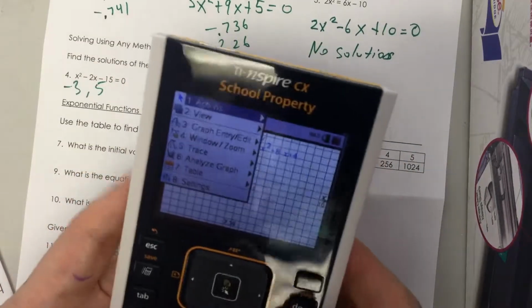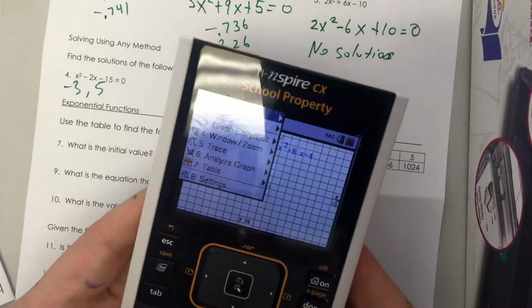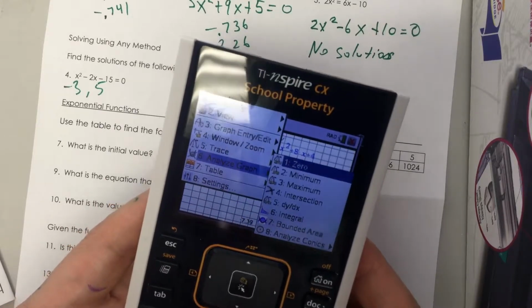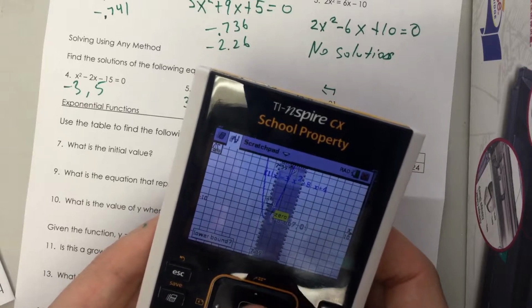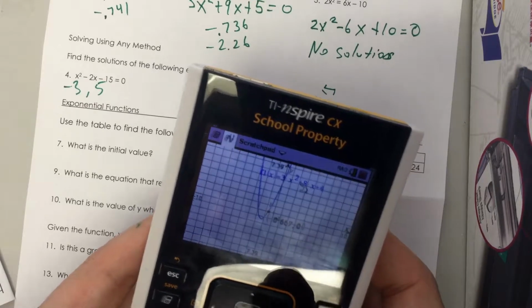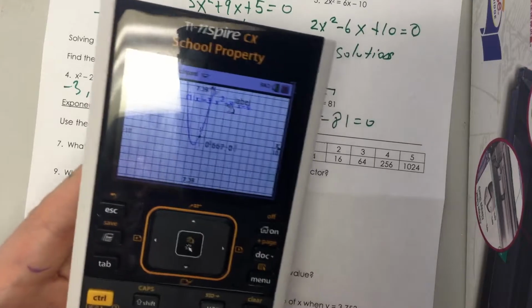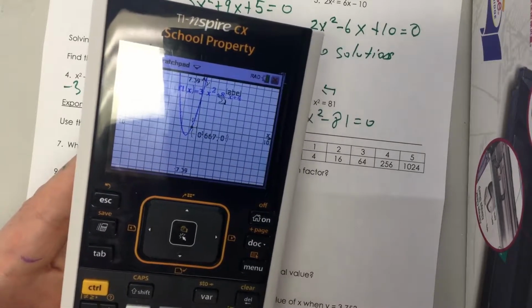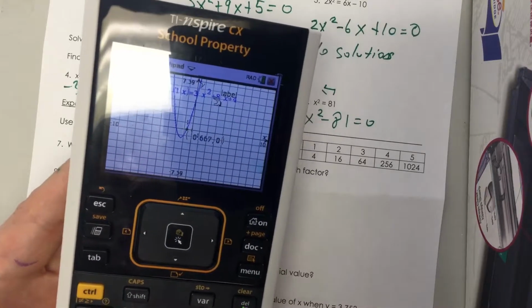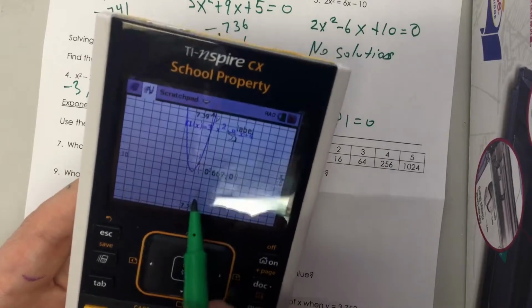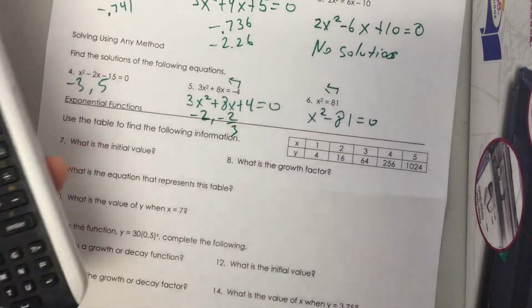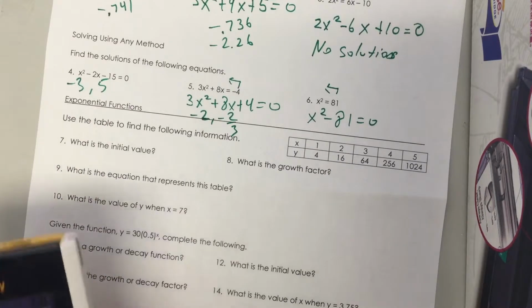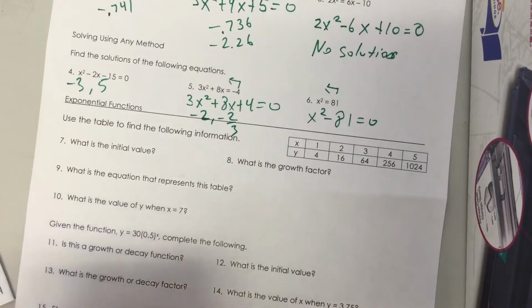The other one, menu, analyze 0. Click, drag, it pops right up. It's negative 0.667. You should recognize by now that's just 0.6 repeating. They rounded it up. It's actually negative 2/3 is what that is. Okay, let's do the other one.